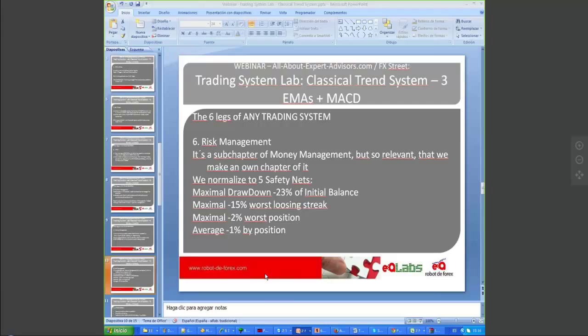Okay, so that's clear now, this very quick explanation. Is that clear? So we have six legs, and we're going to try to have a robust system to have at least three out of six legs. That clear?